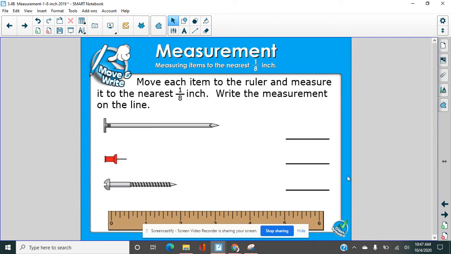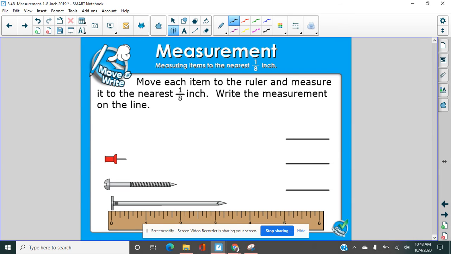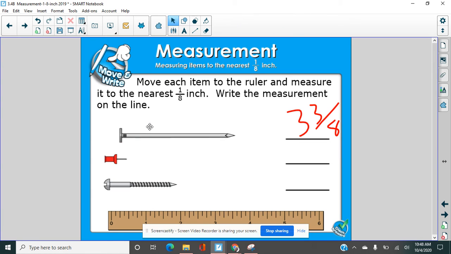Now we can take our ruler and we can measure these items. So I'm going to do the first one. I can take my item, and I'm going to bring it down right here so that I'm at the 0 line, and then I'm going to look at the end of my item. So 3 1/8, 3 2/8, 3 3/8. So my answer for the first one is 3 3/8.